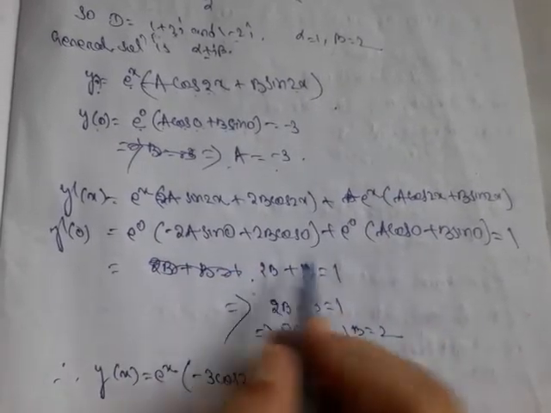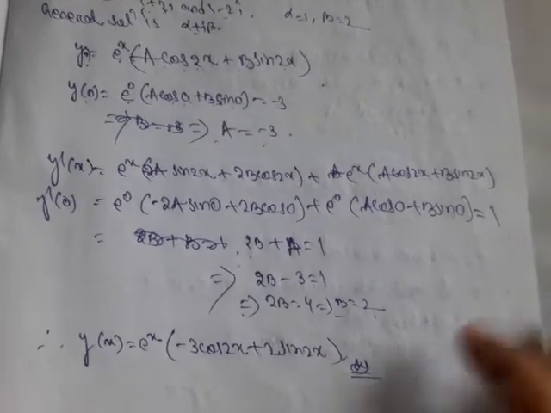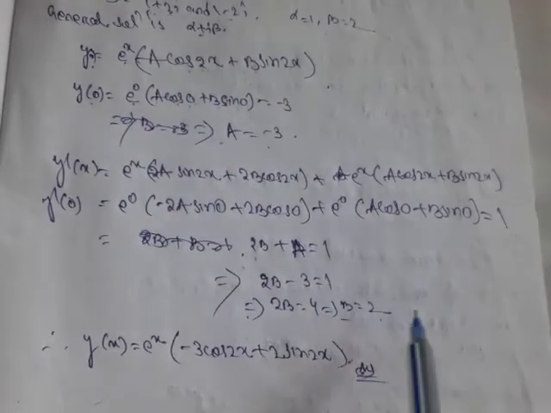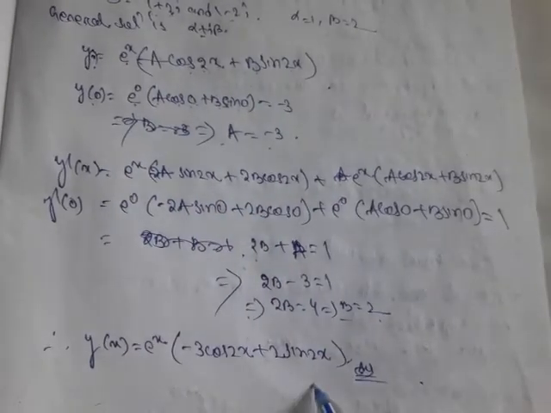Okay, so after putting it we get this type of solution. So here b equals to 2. Here we find a equals to minus 3 and b equals to 2. So put this in your general solution to find the particular solution.